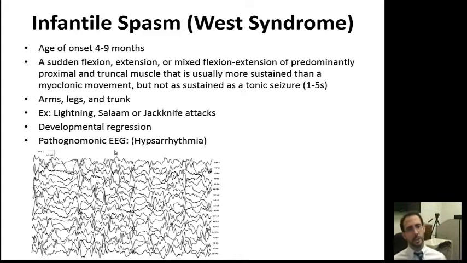They can have a sudden flexion or extension. They can have a mixed flexion extension, predominantly proximal or truncal muscles. Usually it's more sustained than a myoclonic movement, but not as sustained as a tonic seizure itself. So that's what is defined as spasm itself. It can be affecting the arms, legs, and trunk. It's been described as lightning or salaam and jackknife attacks, because they're pretty much sudden, although they last too short.